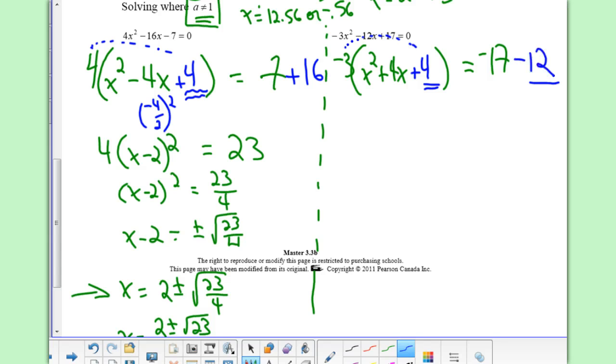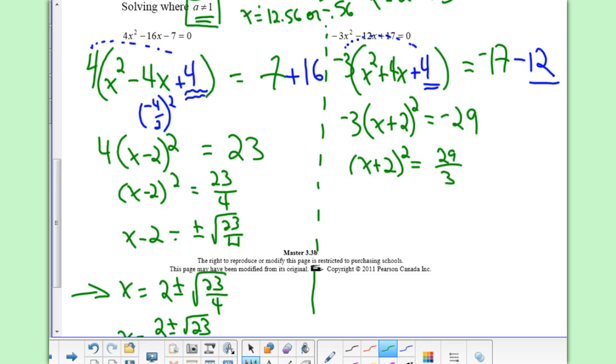So I factor it, because those are the steps. I now factor it: -3 bracket x plus 2 squared is equal to -29. -3 gets divided, and I get x plus 2 squared is equal to 29 over 3. And I use my square root property. X plus 2 is equal to plus or minus the square root of 29 over 3. And that means that x equals -2 plus or minus the square root of 29 over 3.